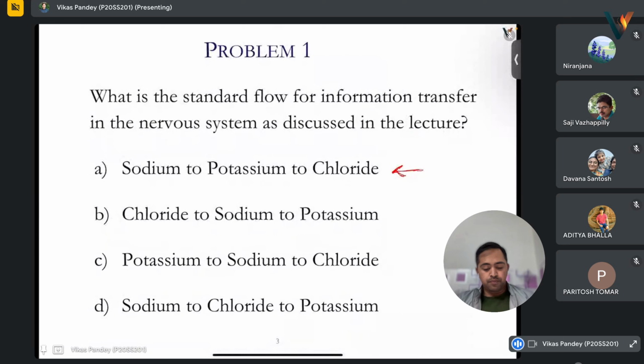Okay. So, can anyone recall how the information transfer occurs in a nervous system? Remember, we discussed action potential in the last class. Then Sir has discussed more things like inhibitory potential and excitatory potential. Right. So, what are the things that happen for the flow of information in the nervous system? Anyone can recall?